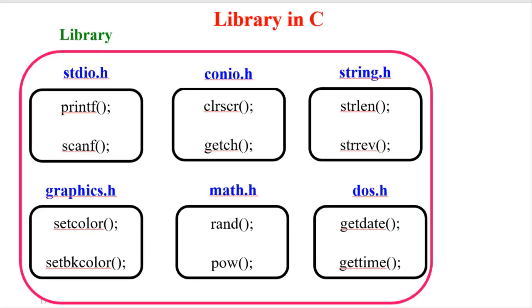Next coming, what is library or what is need of library? To develop our program in C, so many predefined functions and variables are available. C library is a collection of header files consisting of those predefined functions and variables.